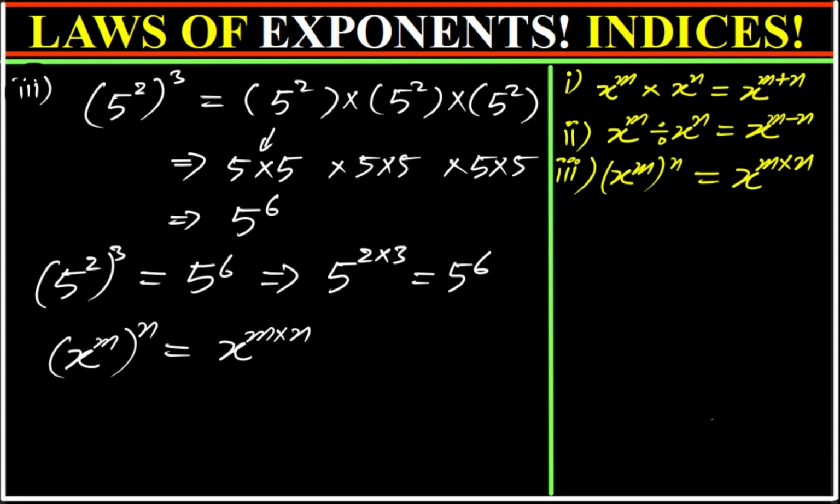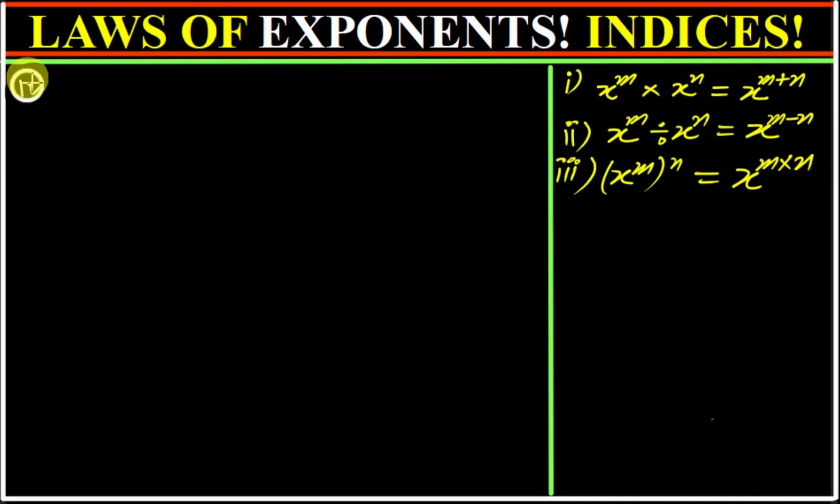Now let's see the fourth law of exponents. The fourth law of exponents is, if something is raised to the power 0, like suppose 5 raised to the power 0, what will it be? How can we find out? It will be equal to 1. But how will it be equal to 1? How can we show that this will be equal to 1?